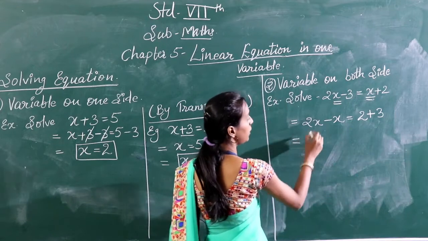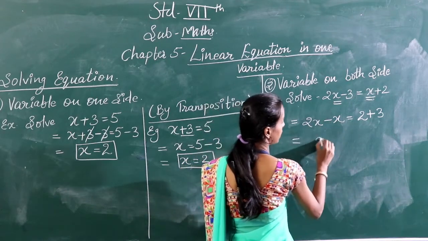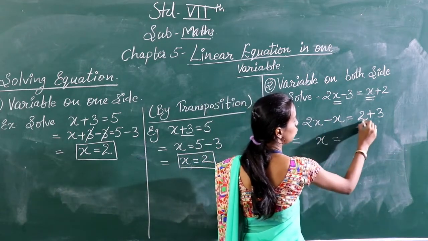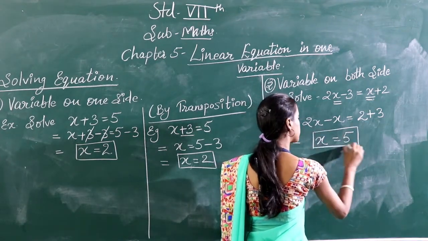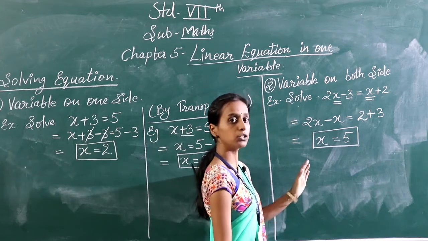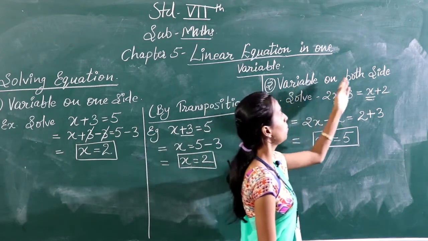Okay, now we can solve it. 2x minus x, that is x, equals 2 plus 3, which is 5. That is, the value of x is 5. So in this way we can solve variable on both sides.